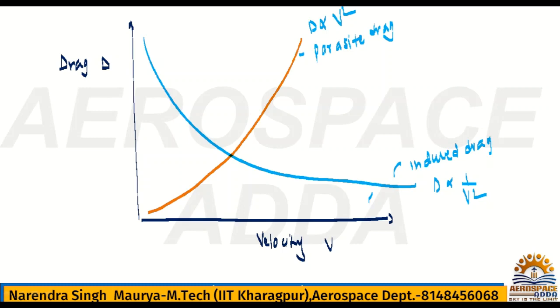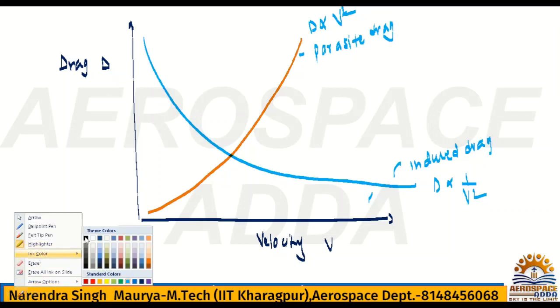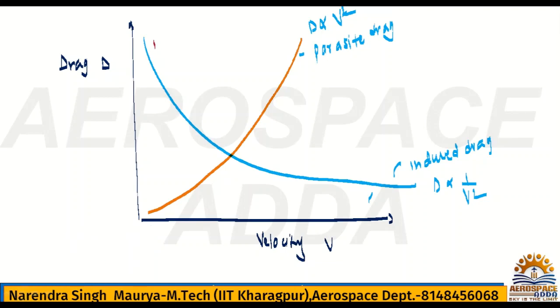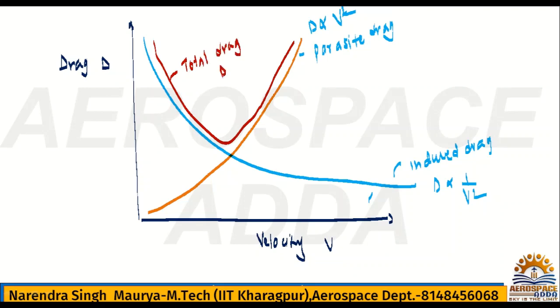Fine. Velocity square, yes or no? Nice. So where is the resultant of this? The resultant will be somewhere here. If you draw properly, you will get it like this. This is the resultant of parasite and induced drag. This will be the total drag D, because this is the induced drag D_i, and this is the parasite drag D_0. So total drag is D = D_0 + D_i. Yes or no? Fine.